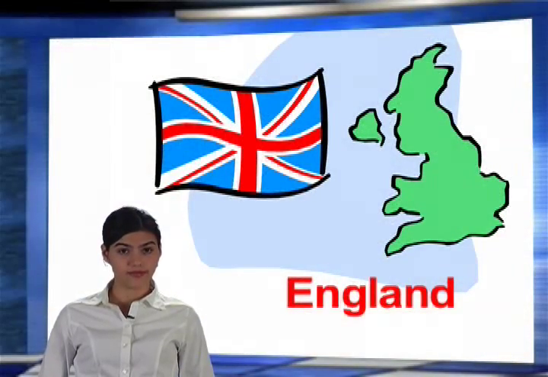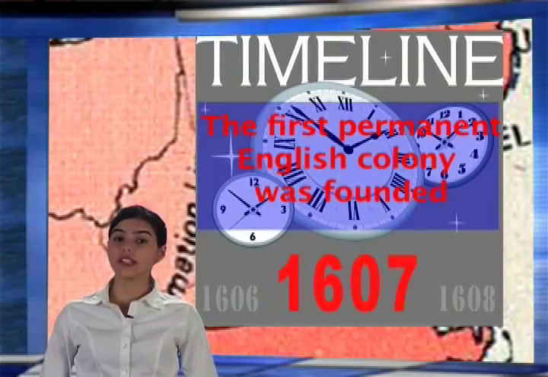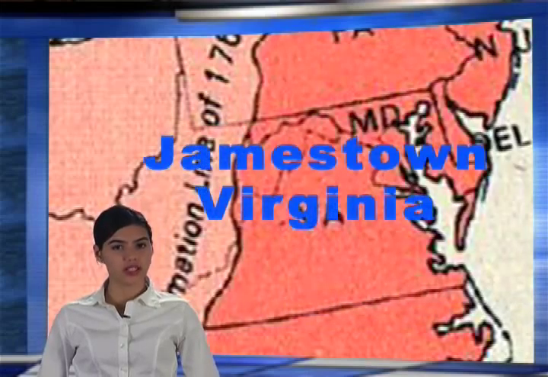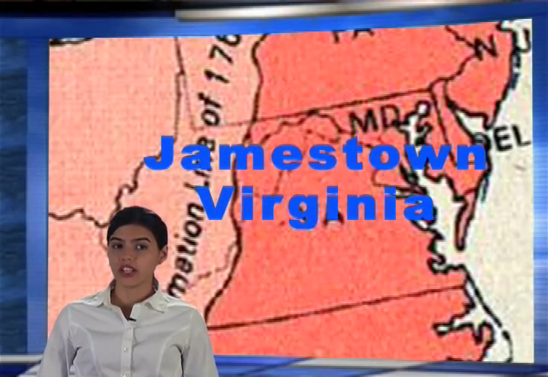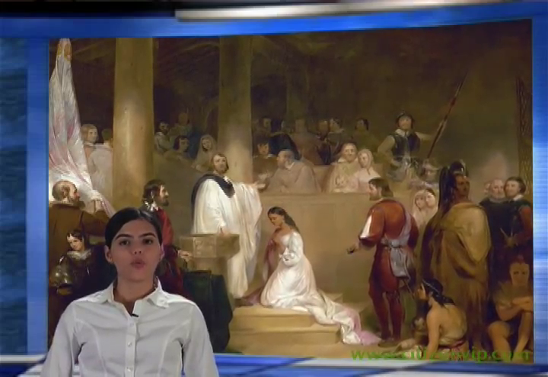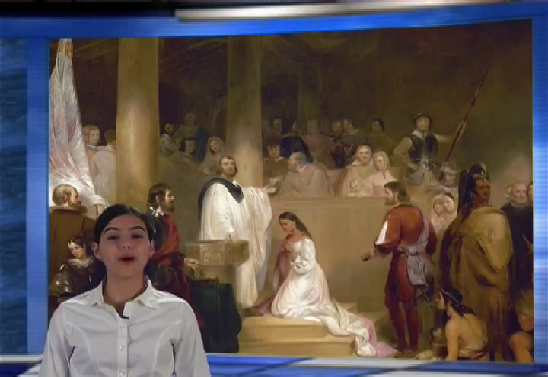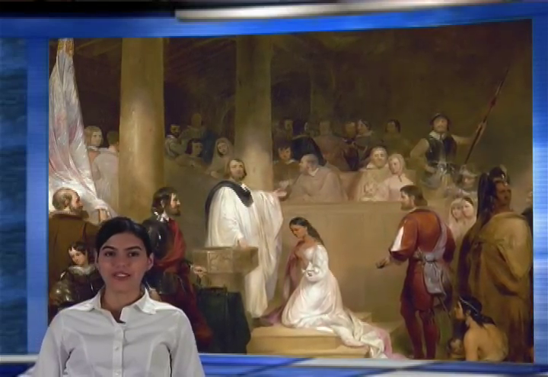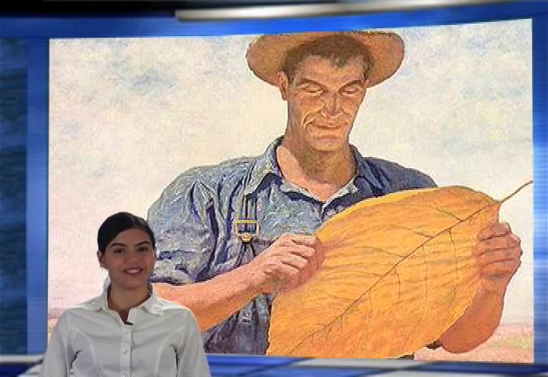Around 1600, many people began coming from other countries to live in what is now the United States. The people lived in colonies. A colony is an area under control of a distant country and is often settled by people from that country. The first permanent English colony was founded in 1607 at Jamestown, Virginia. In Jamestown, Virginia, John Smith's life was saved by the Native American princess Pocahontas. In Jamestown, the colonists grew tobacco for England.